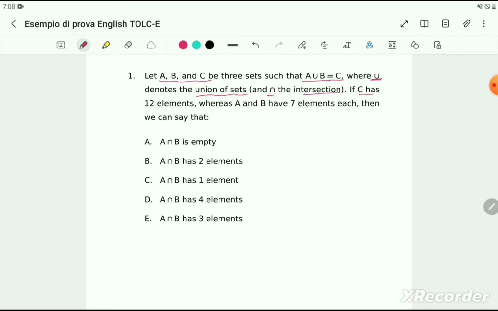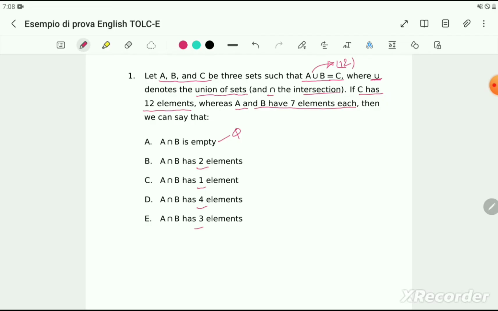So if C has 12 elements, that means A union B equals 12, whereas A and B have 7 elements each. Then we can say that A intersection B is empty, that means a blank set, no value, and A intersection B has 2, 1, 4 or 3. We have to find out.